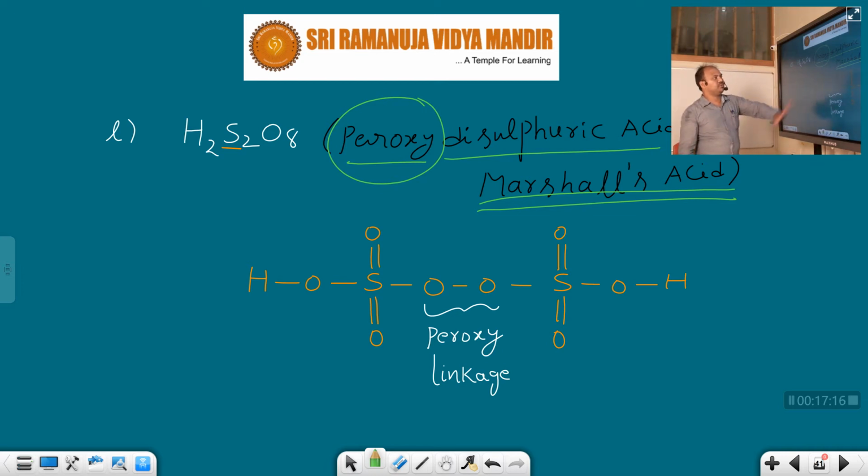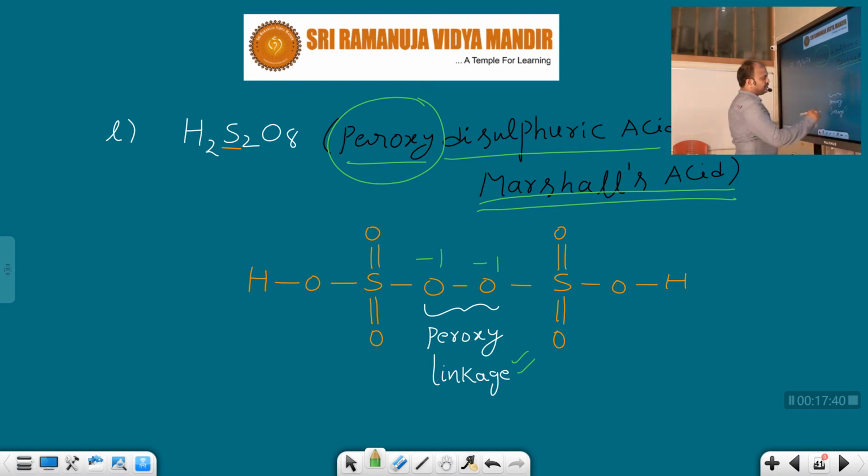So this is the structure of H2S2O8. 8 oxygens will be there. Out of these 8 oxygens, 2 oxygens have which linkage? Peroxy linkage. So these 2 oxygens are exhibiting the oxidation state -1. And of the remaining 6 oxygens out of 8, 2 have the peroxy linkage with -1 oxidation state.